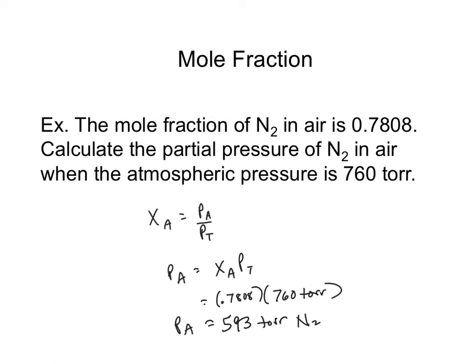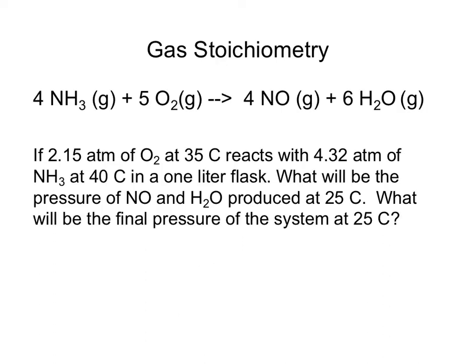So think about it with air. If you're breathing in 760 torr, or 1 atmosphere pressure, 593 torr of that is nitrogen, according to this calculation. All right, now for the hard one.